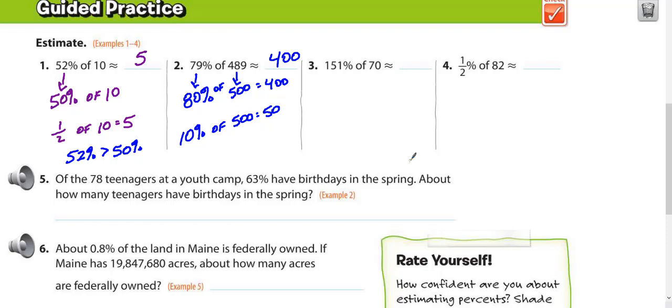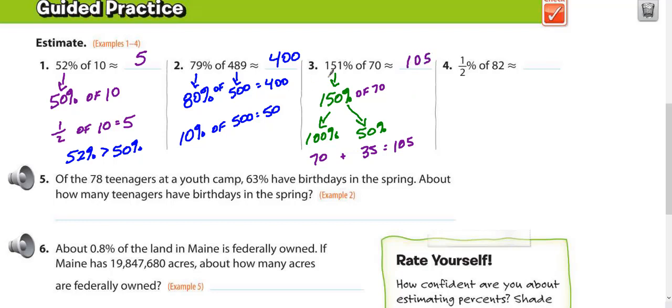Okay, number 3, 151% of 70. Step 1, I'm going to round this to 150%. Then I'm going to take that and I'm going to split it into 100% and a 50%. 100% of 70, remember this is all of 70, 100% of 70 is 70. 100% of anything is that whole amount. 50% of 70 is half of that. It's 35. Adding those together gives us 105. That's our estimate for 151% of 70.